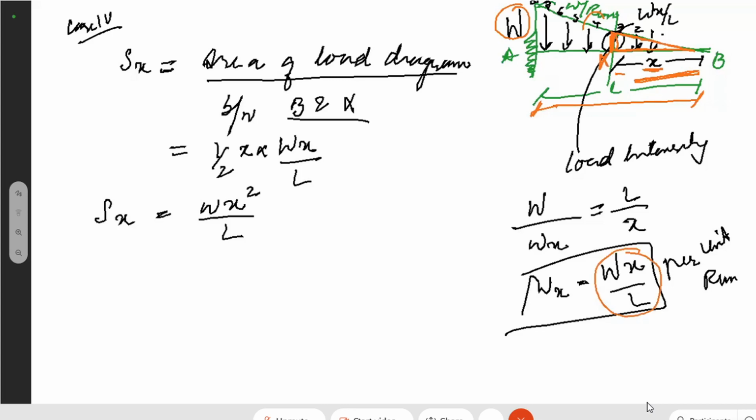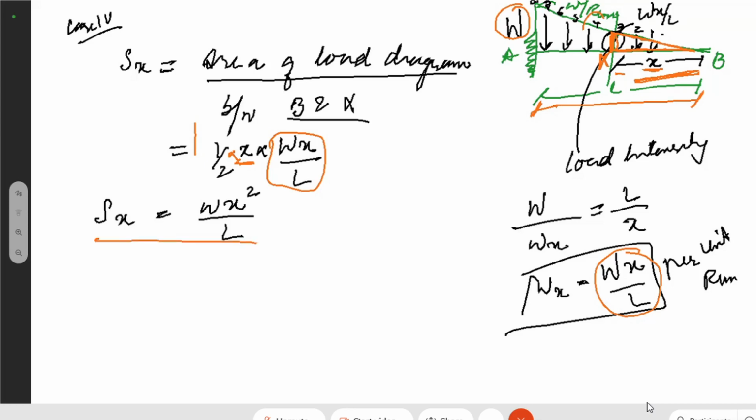And now that I have this triangle and I have to calculate the area of the load diagram. Simple triangle, half of base into altitude. I said half of base is x and altitude is how much? Altitude I have already calculated, that is Wx by L. Simple. Multiplying them will give me the value of Wx square by 2L. This is the shear force at any point x.